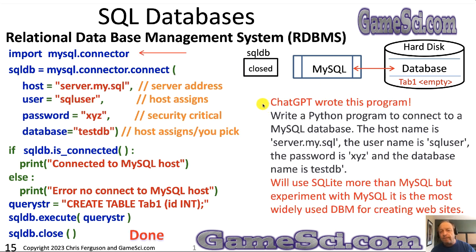ChatGPT wrote this program. I went on to ChatGPT and input the following question. Write a Python program to connect to a MySQL database. The host name is server.my.sql. The username is SQL user. The password is XYZ. And the database name is TestDB. And boom, it wrote it for me. It's that easy. ChatGPT is a revolution in writing database code. It's very, very good at writing SQL commands and small Python programs to allow you to access a database.